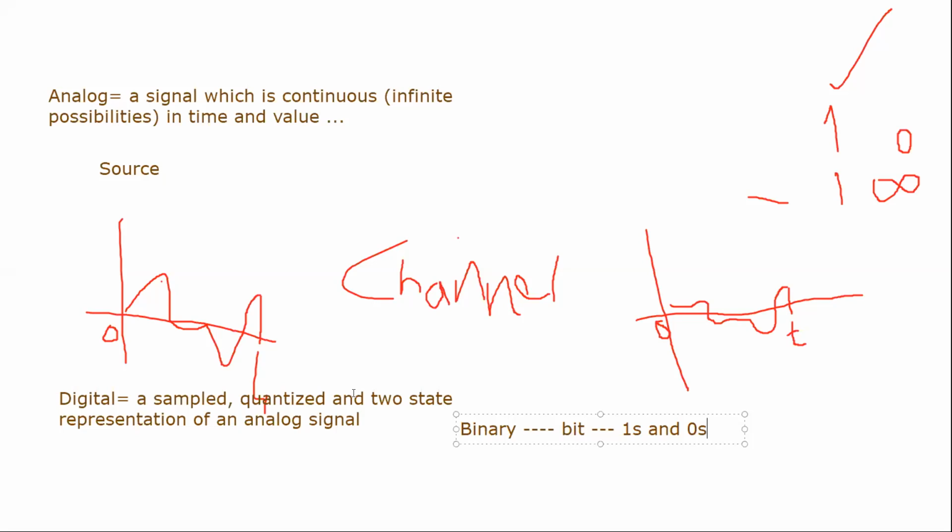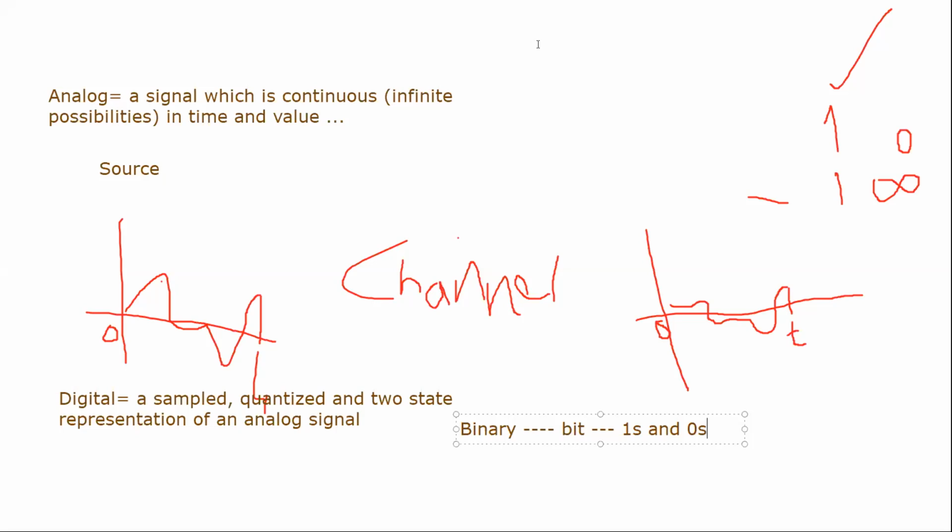Therefore, as far as we are concerned, we are using a computer to network. We are not using an analog device. Due to that reason, what you have should be ones and zeros. This much is enough now.